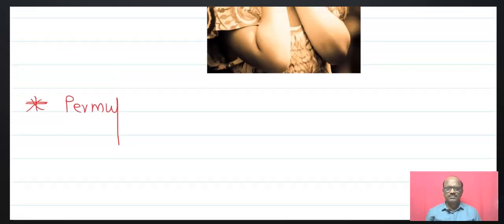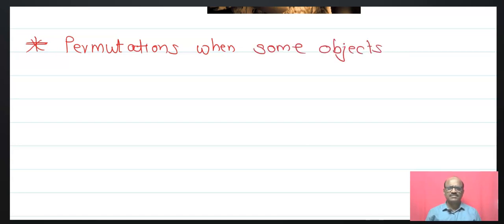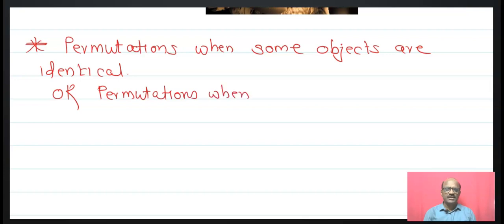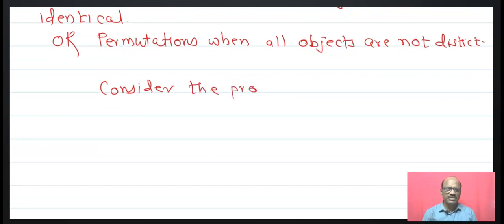In the last video we have seen that all the objects were distinct. Now in this video we see the permutations when some objects are identical. Permutations when some objects are identical are the permutations when all objects are not distinct. In all examples in exercise 3.3 we have seen that all the letters were different. Now in this video we'll see that some objects are identical.